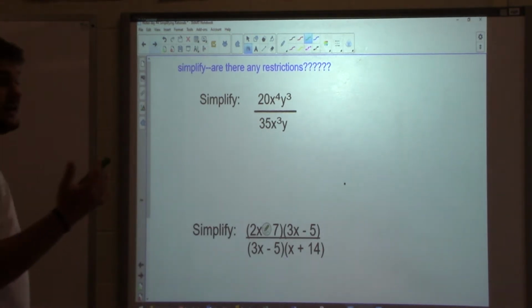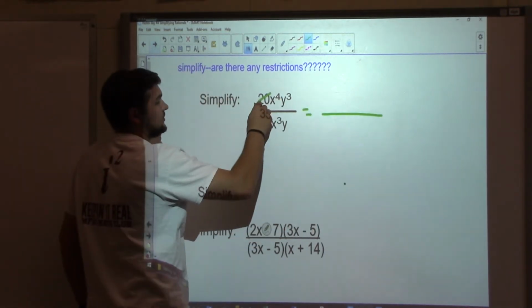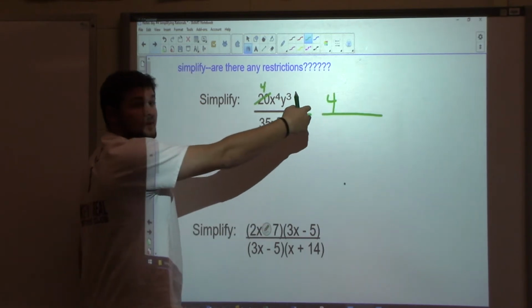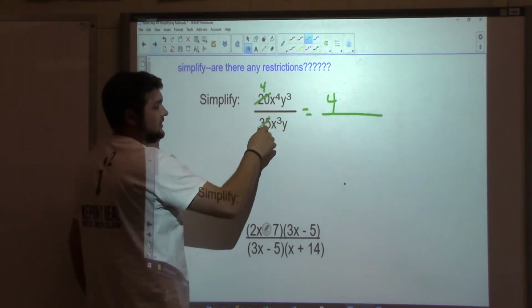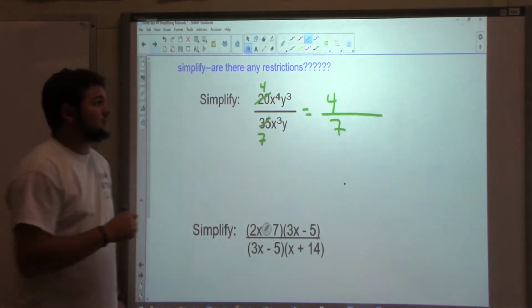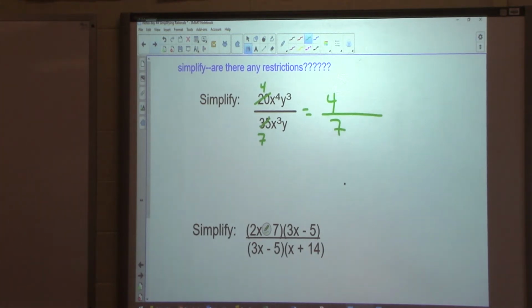5, right? If I take a 5 out of both numerator and denominator, 20 divided by 5 will give me 4. Now, a lot of times I like to write it right away so I don't lose it. 35 divided by 5 will give me 7. Okay? So I looked at the numbers. I did those first. Perfectly fine. What if I look at my x values? Are there any common factors in the numerator and denominator?